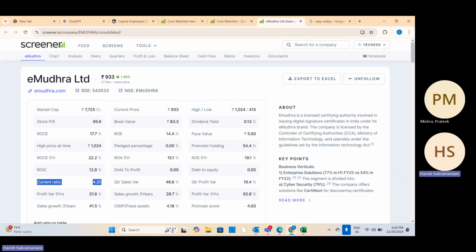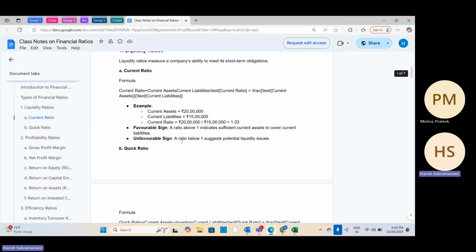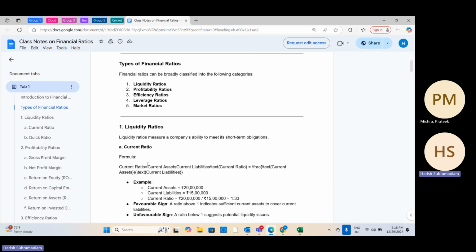So eMudra, for example, has a low debt to equity. This has a low debt to profit. And then you can see its current ratio is quite high. So this means that from a debt perspective, this company is very, very safe. We don't have anything to worry about. Okay. We will not go into quick ratio and all. Yeah, current assets by current liabilities, that is current ratio.